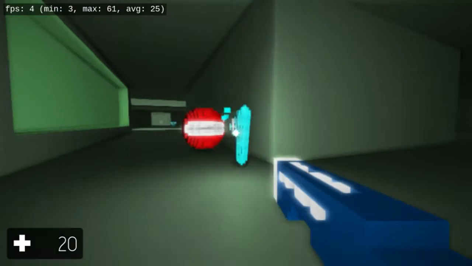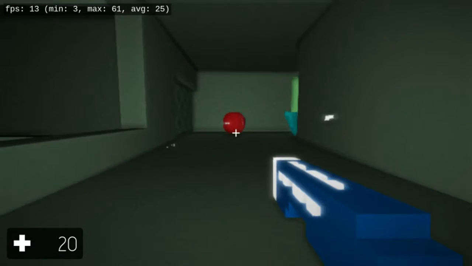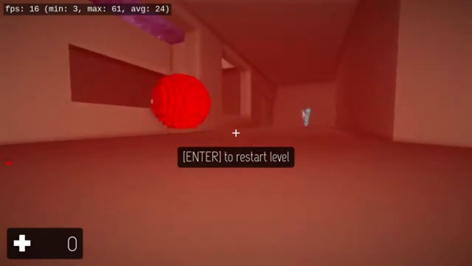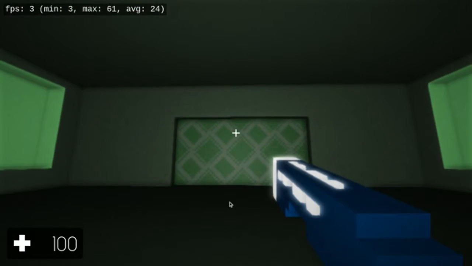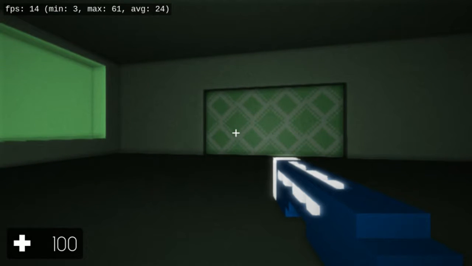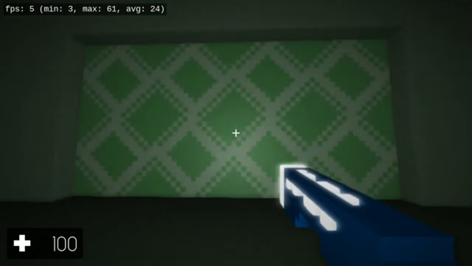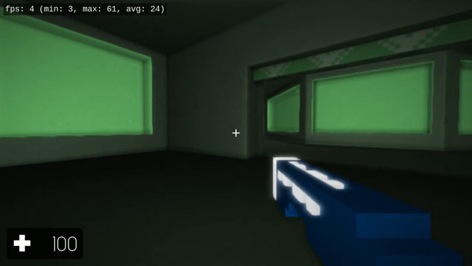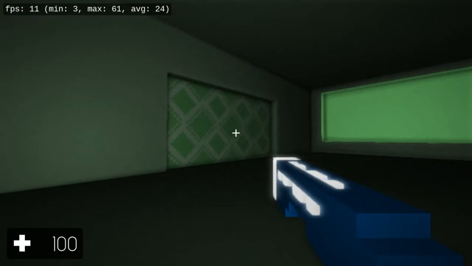Buttery smooth. We can start moving backwards. Dang it. Okay, I'm usually getting around 60 frames. Okay, my frames went down terribly.